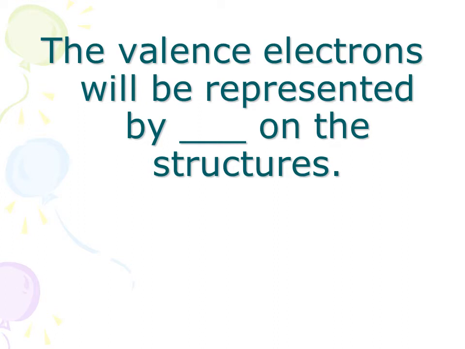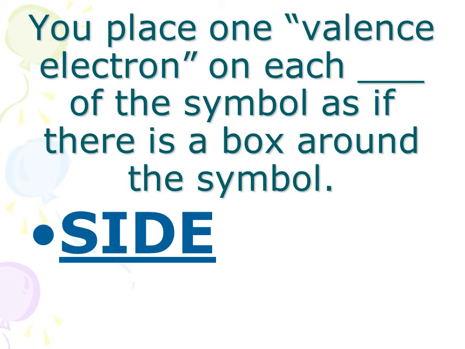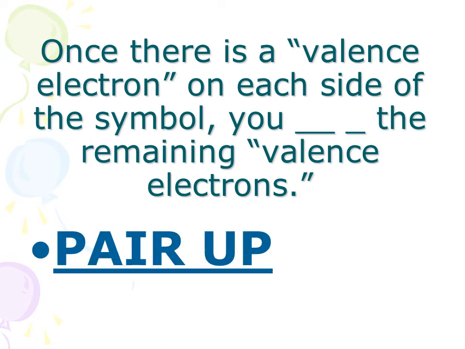The valence electrons are going to be represented by dots on the structure. You're going to place 1 valence electron on each side of the symbol, as if there was a box around the symbol. So you're just going to pretend like there's 4 sides to that symbol, a top, a bottom, a left, and a right. Once there is a valence electron on each side of the symbol, you're going to go ahead and pair up the remaining valence electrons.